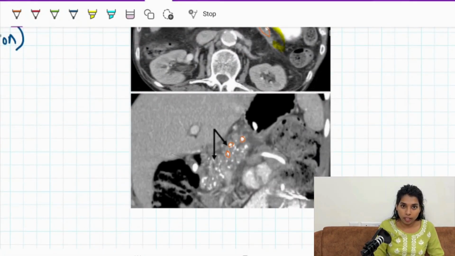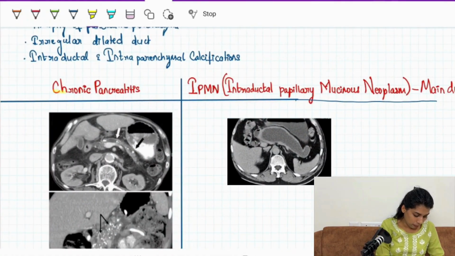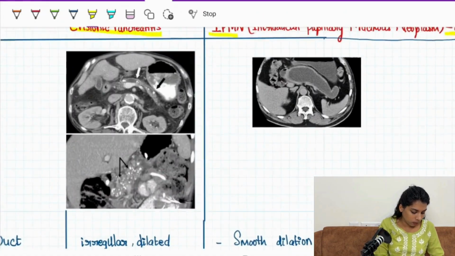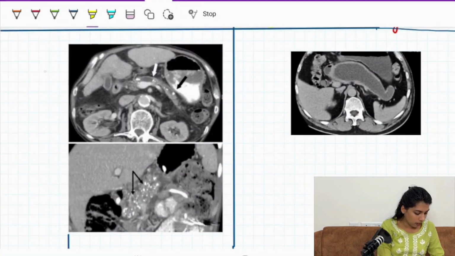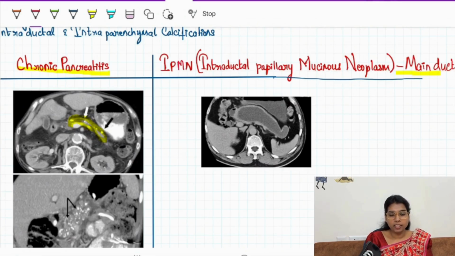Now that we have understood the imaging findings, we'll see what the differences are between chronic pancreatitis and main duct IPMN. What is IPMN? Intraductal papillary mucinous neoplasm of the pancreas. We'll start with a case scenario. So, this is an example of chronic pancreatitis. This is an example of main duct IPMN. In this case, we can see that the duct is irregularly dilated, whereas in IPMN, the duct is smoothly dilated. Moving forward, we'll be discussing the difference between chronic pancreatitis and main duct IPMN. What is IPMN? IPMN is intraductal papillary mucinous neoplasm of the pancreas.